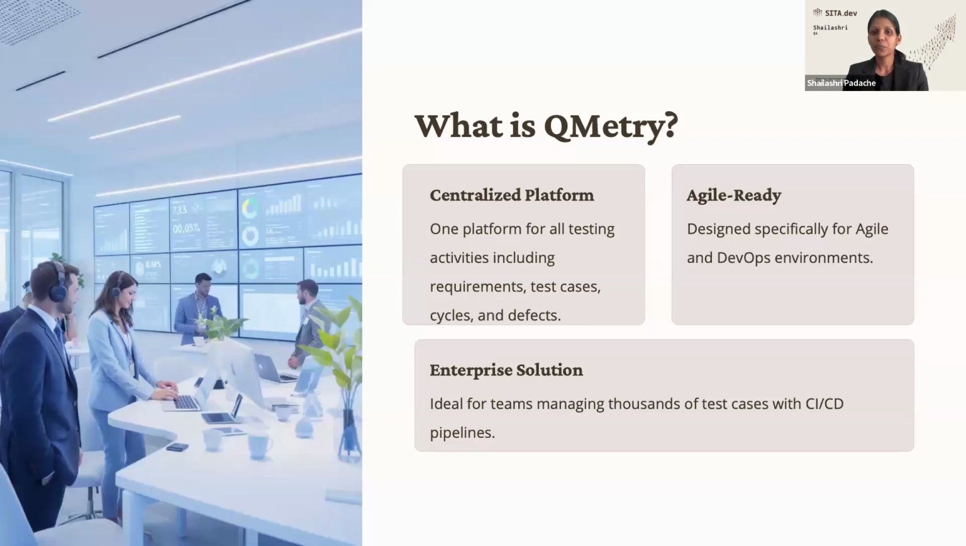So next one is, what is Qmetry? It is a smart test management tool, an AI powered platform that helps large companies manage and grow their software testing activities. It is made for Agile and DevOps teams, and it brings everything together in one place: test management, automation, and data analytics. This helps teams deliver faster and better quality software. In this, there are again three types: centralized platform, Agile ready, and enterprise solution.